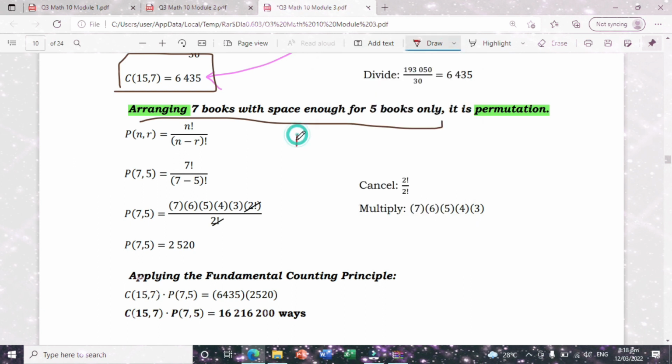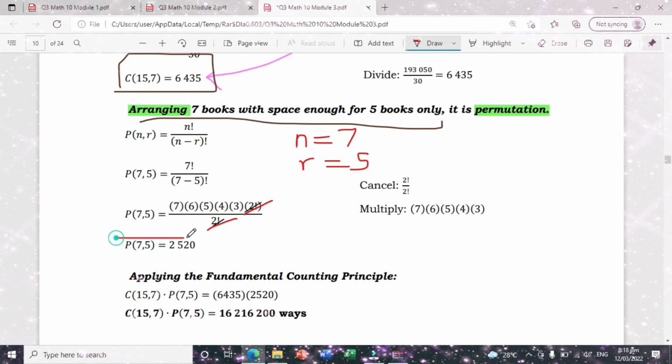So, yung value ng n natin dito, ilan? Ilang books yung i-arrange? 7. Ilan lang yung i-available? 5. Yan. So, r equals 5. So, ito na yung magiging solution natin. 7 factorial is 7 hanggang 2 factorial. 7 minus 5 is 2 factorial. So, hanggang 2 factorial lang para madali lang i-cancel yung dalawang 2 factorial. So, if you're going to multiply 7, 6, 5, 4, 3, it would give us 2,520.